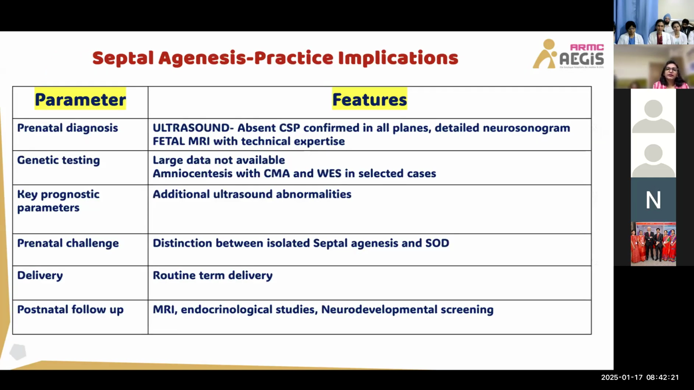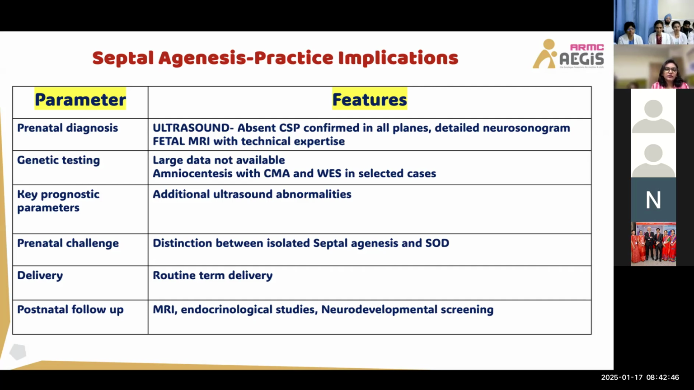So coming to the practical implications of septal agenesis, once we diagnose absent CSP in all the basic planes, then we should proceed with a detailed neurosonogram and fetal MRI with technical expertise. Whereas genetic testing by amniocentesis with CMA and WES can be done only in selected cases because large validated data is not available to support this testing.